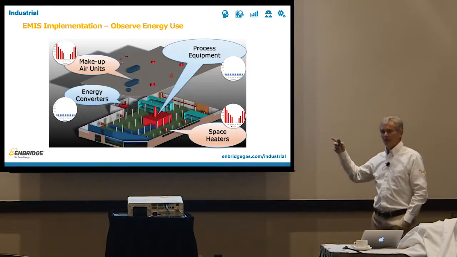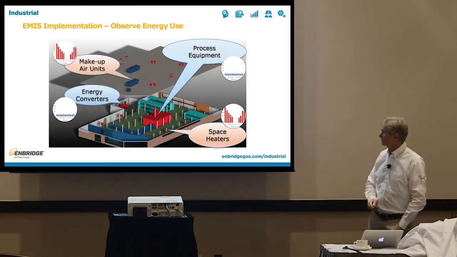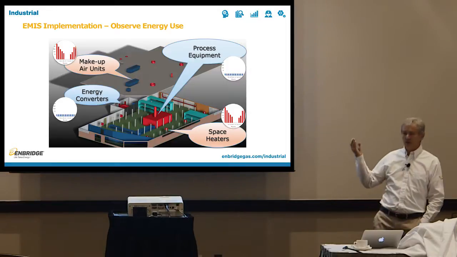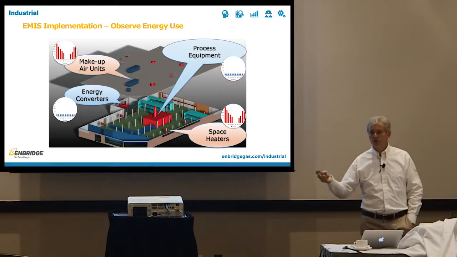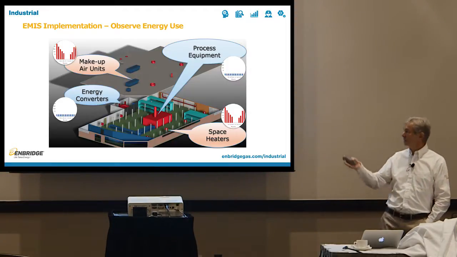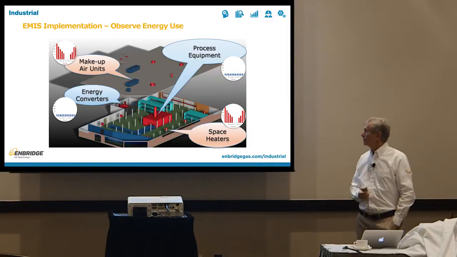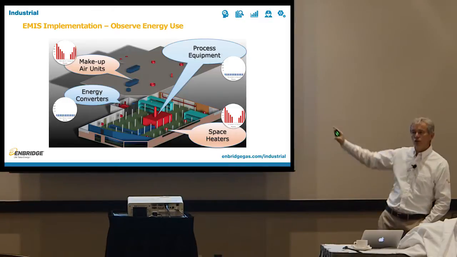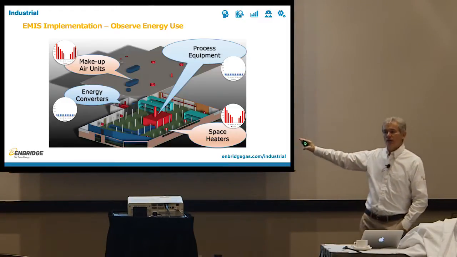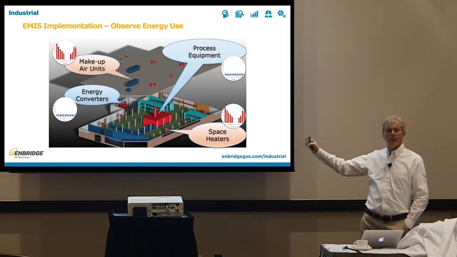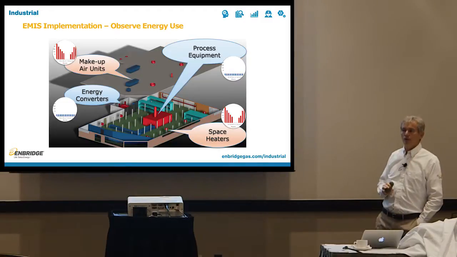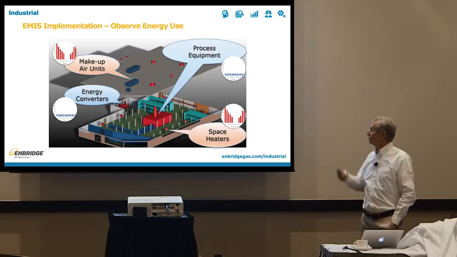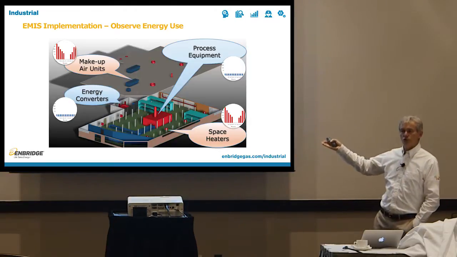And this is why any industrial facility will have some process equipment. We'll have the energy converters, boilers, compressors, whatever. It will convert one energy to another, but we will have those. We will have make-up air units. We will have space heaters. And this is only for natural gas. For electricity, there's a whole other web of things that use energy. So how do you know where your energy is used? Well, first you have to understand where the energy is going in your facility.